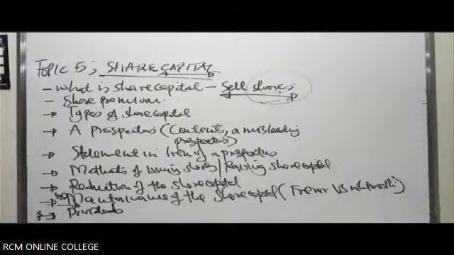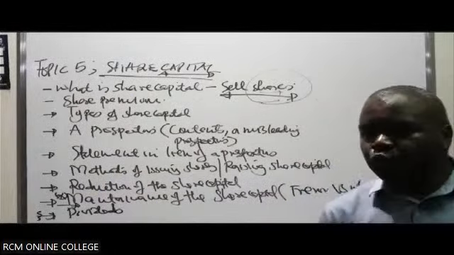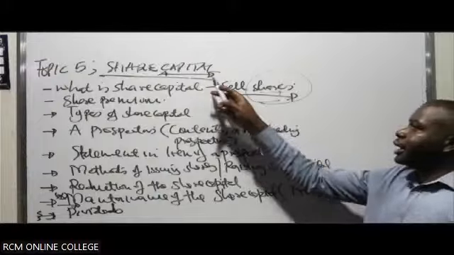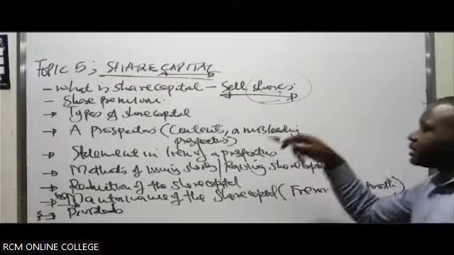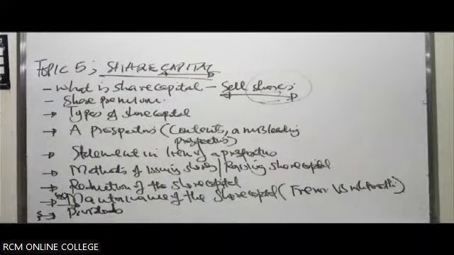A company is a form of business. It can only operate if it has capital. One of the key sources of capital is share capital. It sells shares to raise share capital. So that's what you're saying: share capital.